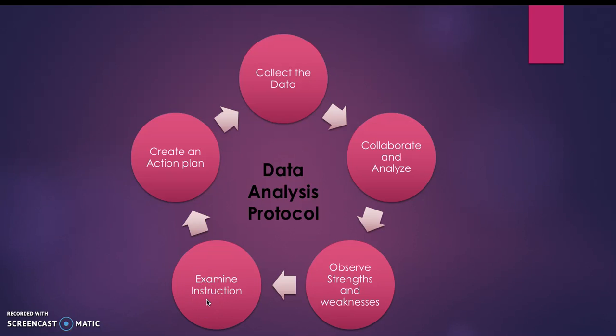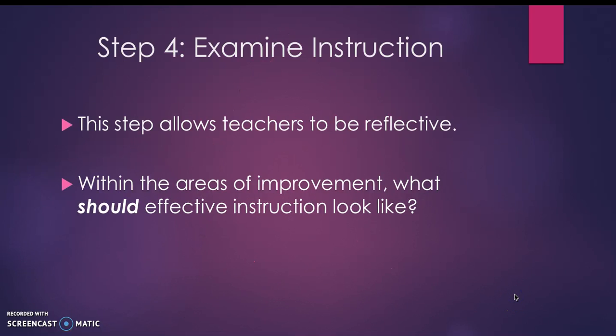Step four is examine instruction. So in this step, it will allow teachers to be reflective and think about what kind of instruction is already taking place. And then within those areas of improvement, what should effective instruction look like? Think of some interventions that should take place that will help with those problem areas.